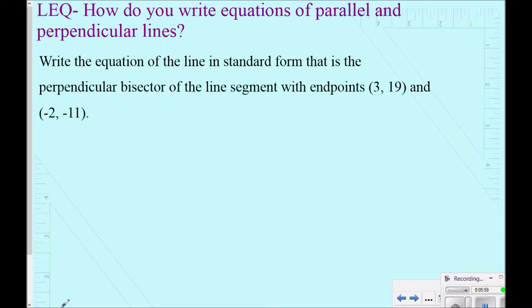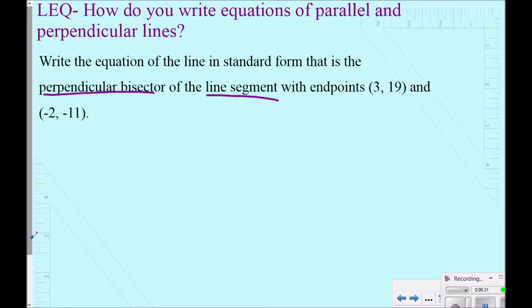Last example. So this time we're going to write the equation of the line in standard form that's the perpendicular bisector of the line segment with endpoints (3, 19) and (-2, -11). So a couple things that we have to remember here. We have to remember what a line segment is from geometry, and we have to remember what a perpendicular bisector is. So we're going to just visualize this a little bit.